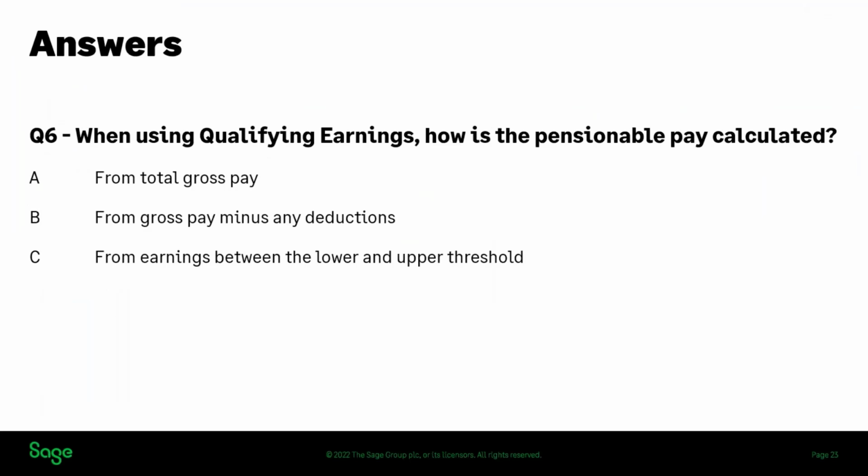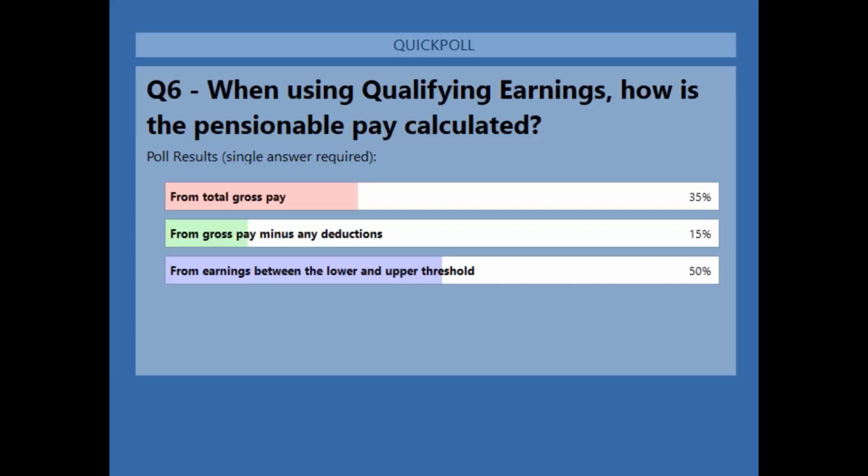Thank you so much, Duncan. So yes, we are now on to question 6. So this was about when using qualifying earnings and looking at pension calculations. So again, we shall share the results. Quite an even split. I think this is the closest we've had between answers. We've got a 50% majority there. So half of you have guessed from earnings between the lower and upper threshold. So it is now time to hand over to Duncan and to see who is correct. So over to you, Duncan. Let us know what is right.